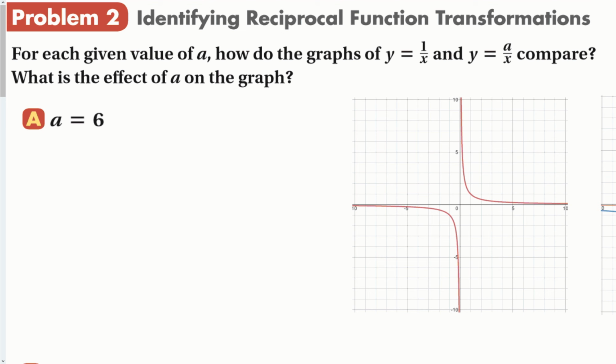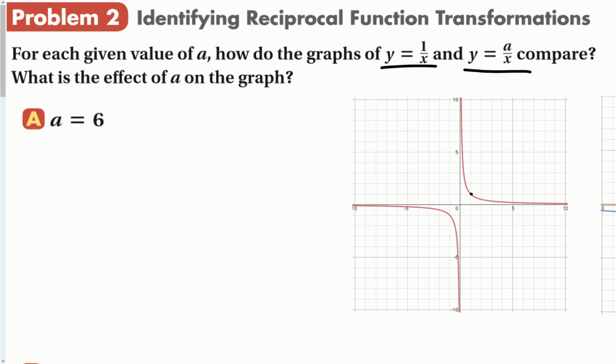So let's take a look at a couple of different values of A. Basically what I'm doing is I have the graph here of 1 over x. This is the graph of 1 over x. And you can tell that because if I plug in 1, I get 1. If I plug in 2, I get a half. So I can tell what that function is. It's kind of hard to tell just by looking at it, but this is the function 1 over x.